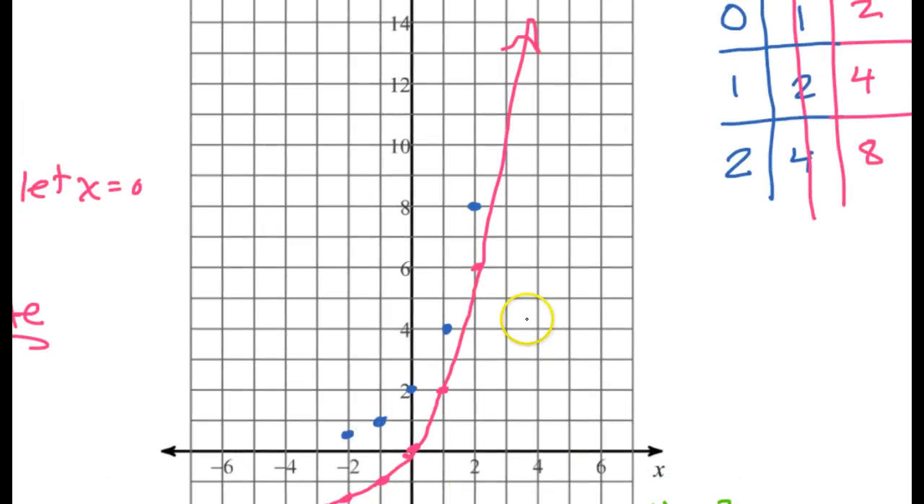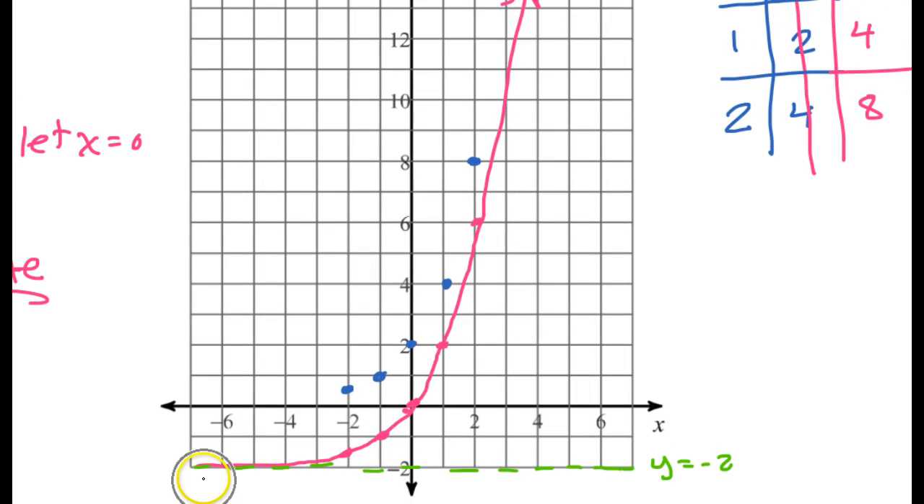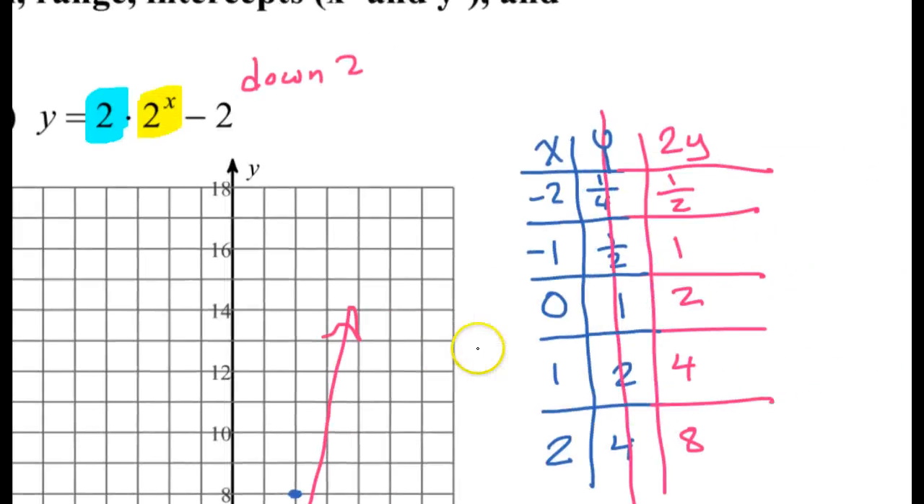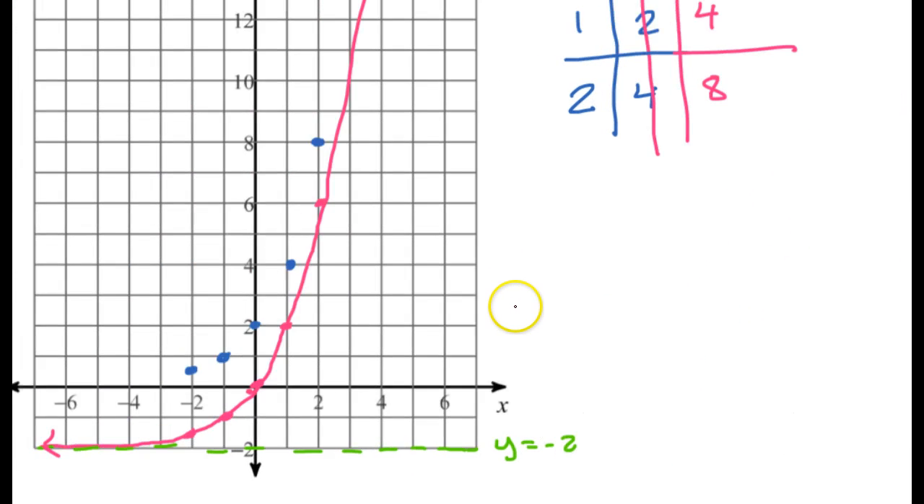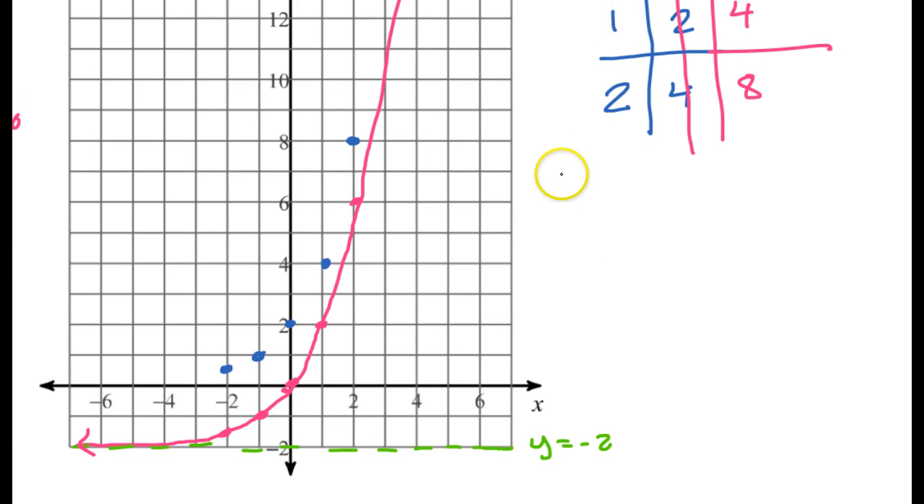Okay, so your graph should look something like this. Now, in addition to this mess, they asked us to find the domain, the range, the intercepts, and the asymptote. So let's get that done.